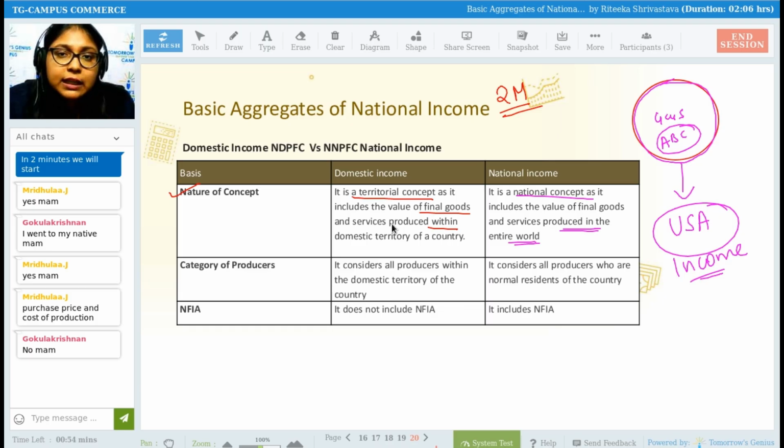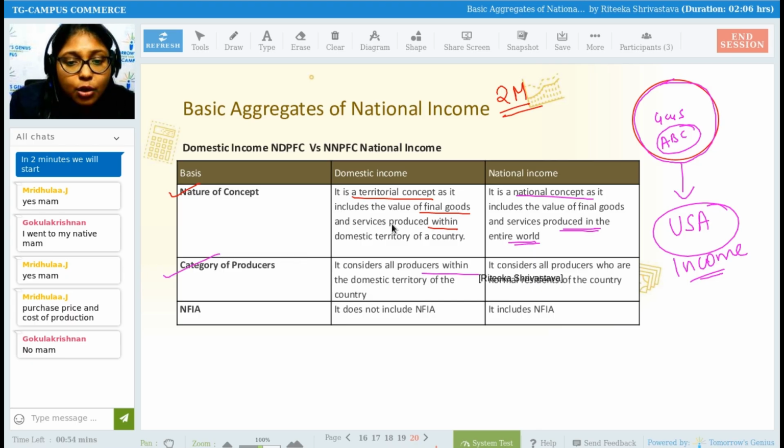Like when we do exporting, at that time also we include the payment received from the foreign country in our country. We include it in national income, right? So any goods and services produced outside the domestic territory, but which belong to our country or are part of our country, will be included in national income.